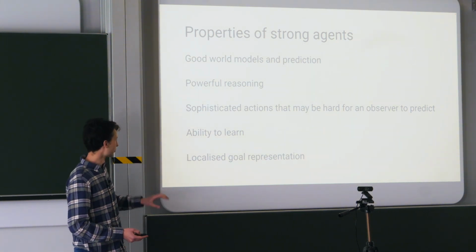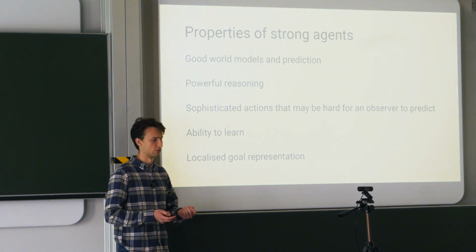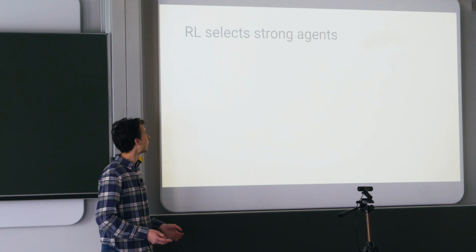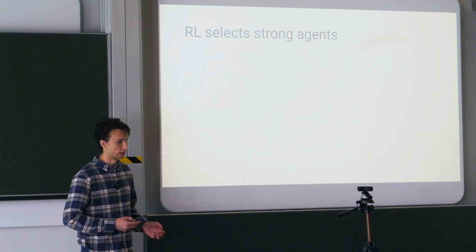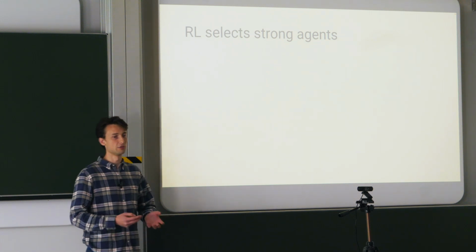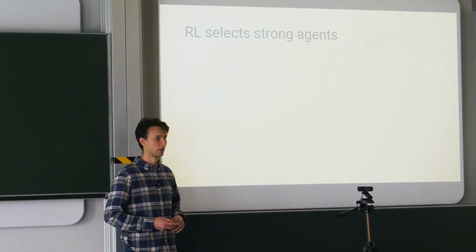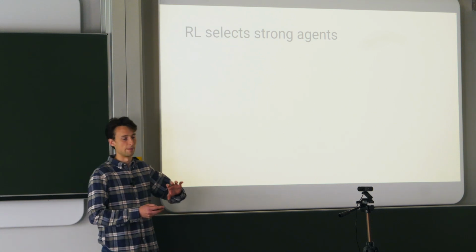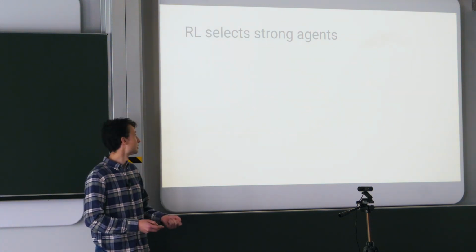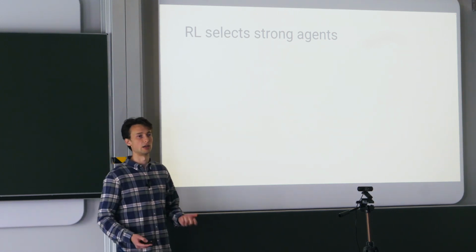And we might also expect agents to have internal, quite localized representations of their goals. An interesting idea that I'd like to present is that if you do reinforcement learning training, you're probably going to get quite a strong agent out of it. RL uses some sort of optimization algorithm, typically gradient-based optimization, to select an agent that gets high reward.